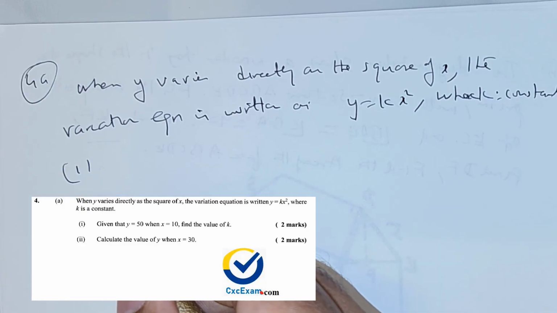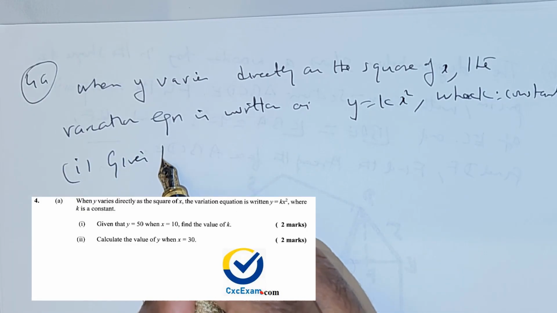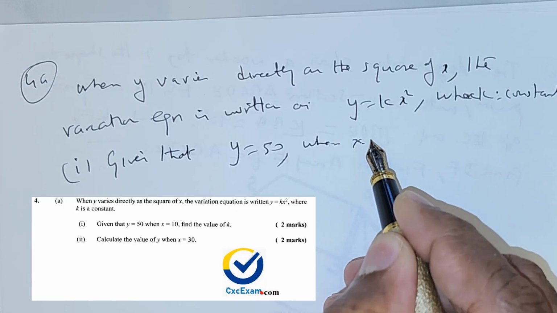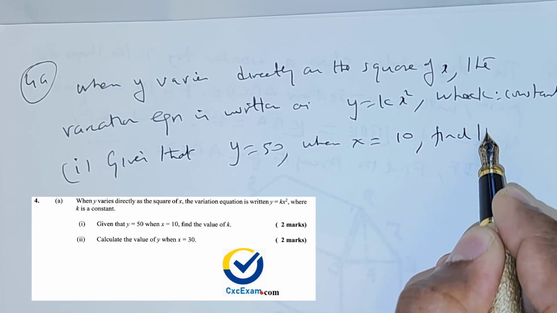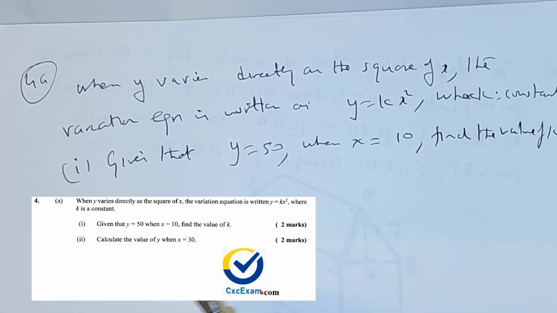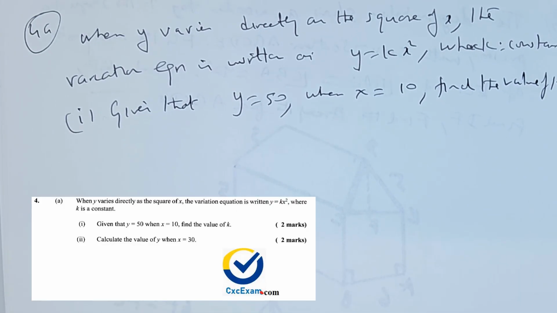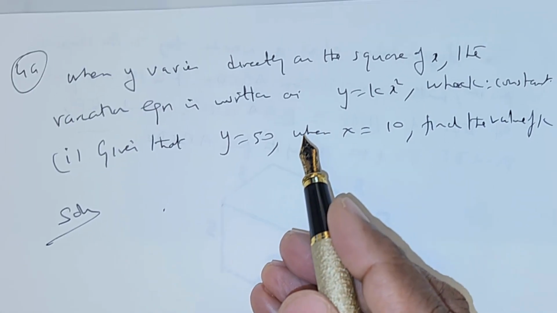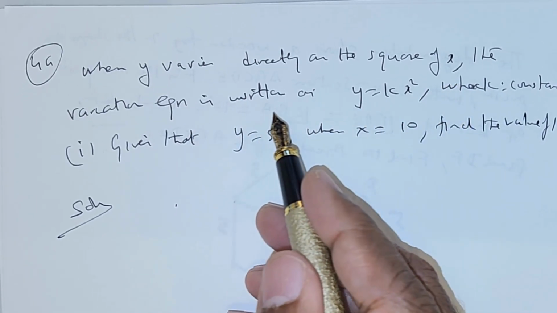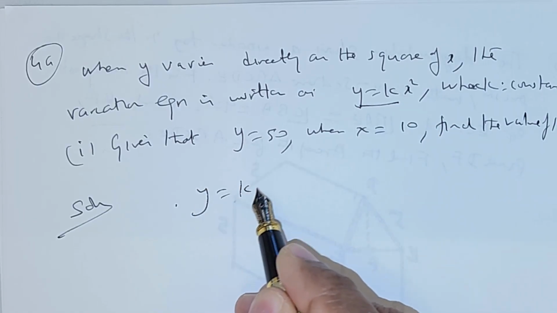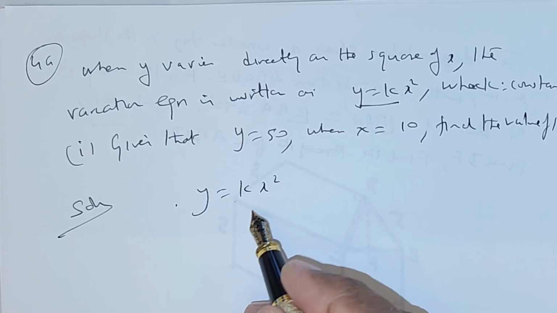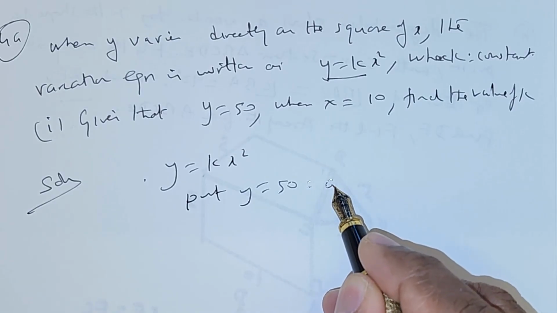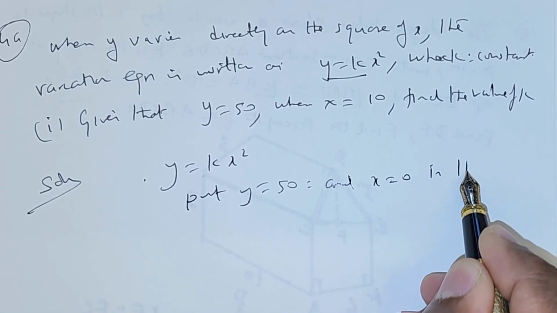Now, given that y is equal to 50 when x is equal to 10, find the value of k. So this is given. So what is the solution? Now we are given y varies directly as the square of x. The variation is already given, so y is equal to k times x squared. Now what we are going to do is put y is equal to 50 and x is equal to 10 in the above.